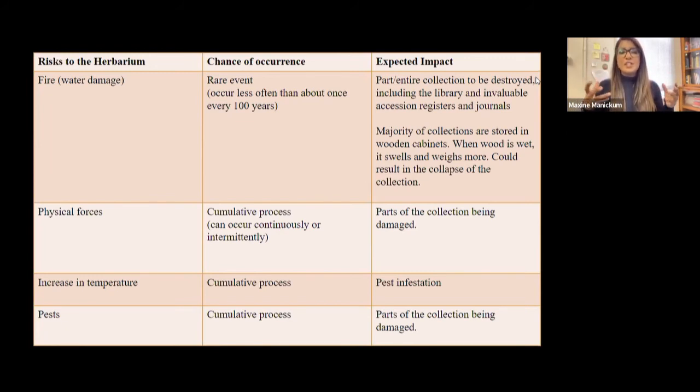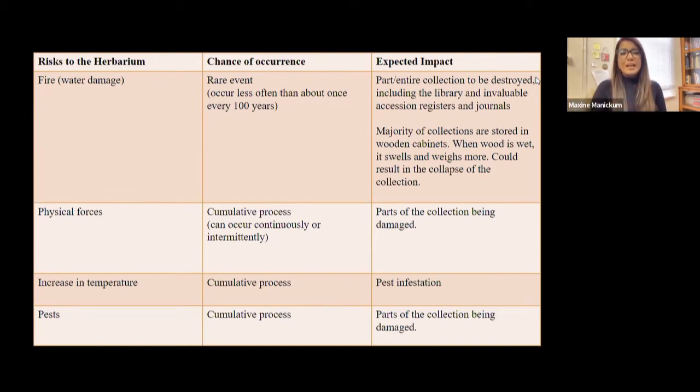So pest infestation is extremely bad, especially pests such as cigarette beetles, because cigarette beetles eat dry plant specimens. They thrive where there's dried plant specimens, and they also thrive in increased temperature. So this is going to damage part of the collection.